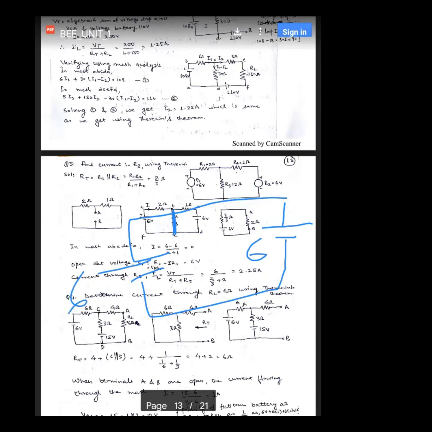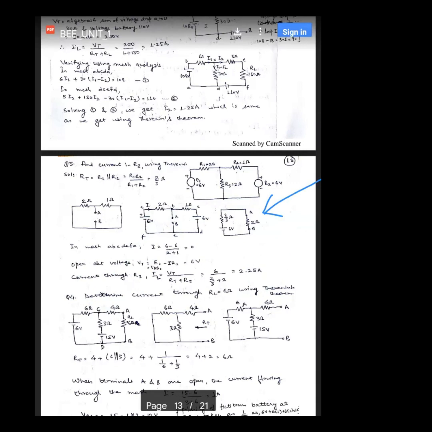Again in this circuit no current is flowing. So when no current is flowing, the voltage magnitude will be same and the polarities will be such that they cut each other. So it will be a 6-volt open circuit voltage. Now the things are similar. We have calculated the RT, we have calculated the VT. Now Ohm's law can be applied.